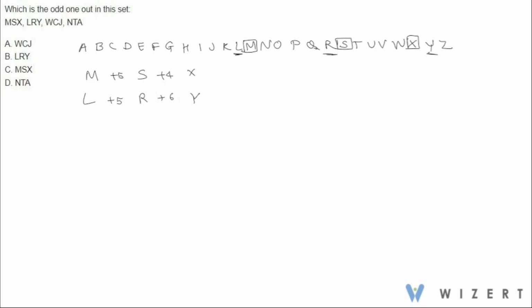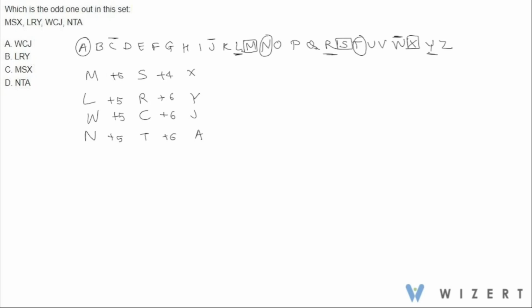Now let's see W. If we add 5 to it, we get C. W plus 5, C. Then if we add 6, we get J. The next member is N. Then we have T. We have to add 5 to N to get T. And then if we add 6 to T, we get A.